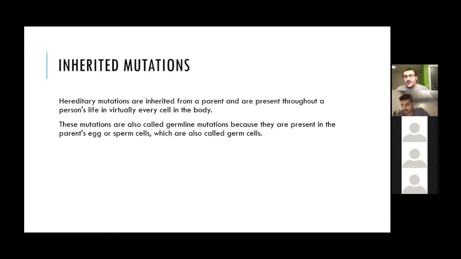Inherited mutations, as I said, on the other hand, are germline mutations because they are present in the eggs or sperm. They're not present in any of the other cells except for those. And the main difference is that somatic mutations cannot be inherited, but germline, or inherited, mutations can be inherited. That's the main thing to take from that.